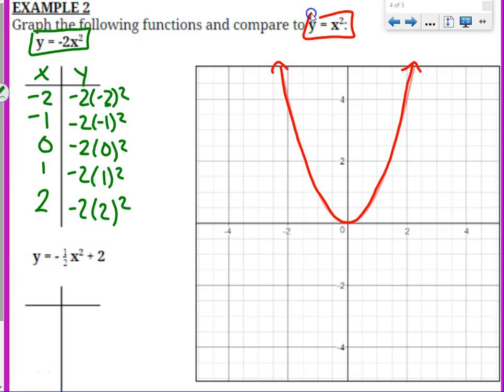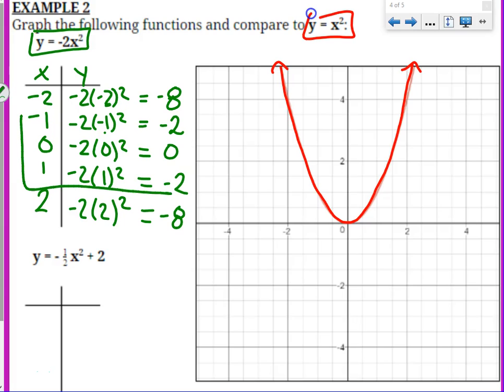-2 squared is 4 times -2 will be -8. -1 squared is 1 times -2 is -2. 0 squared is 0 times -2 is 0. And then we have that nice symmetry piece. Graphing, this will only be able to graph the middle 3 based on our graph because we don't go up high enough. So -1, -2 would be right here. 0, 0 right there in the middle, and then 1, -2. So we connect those points.